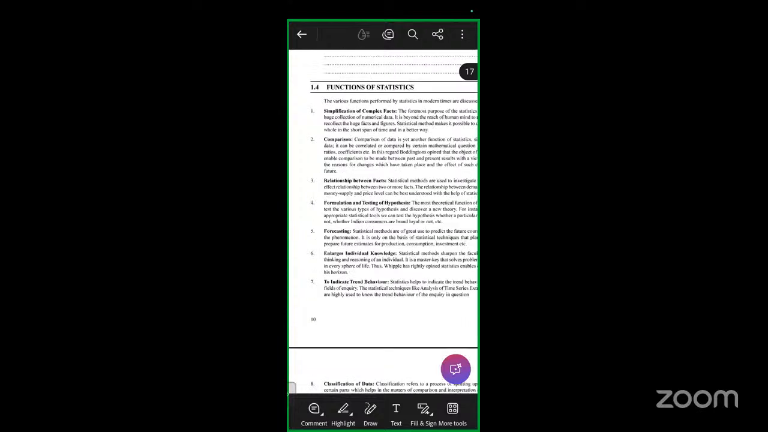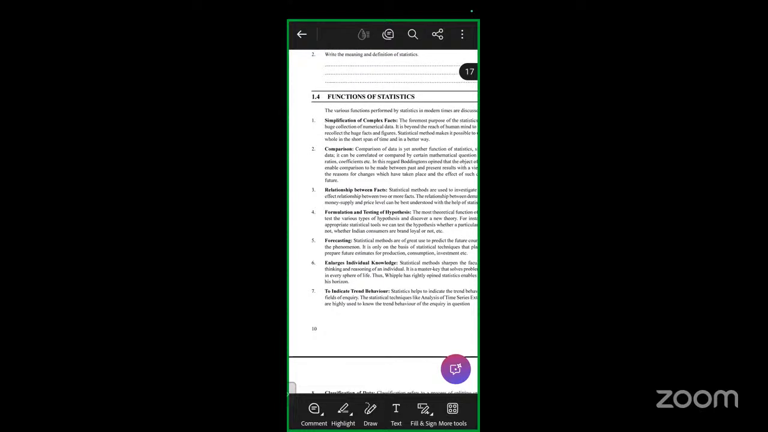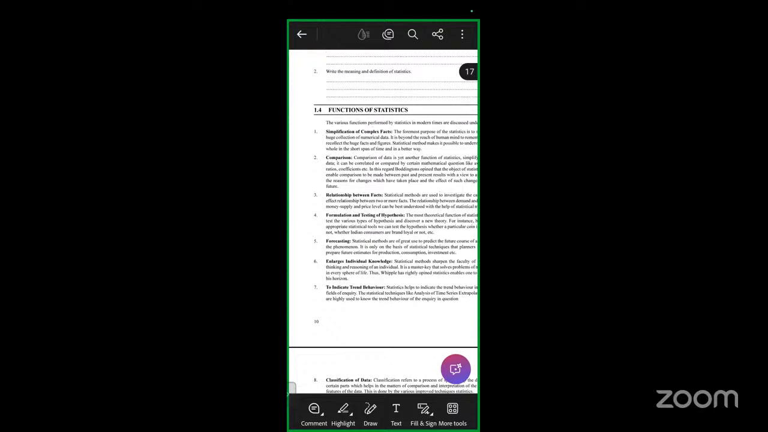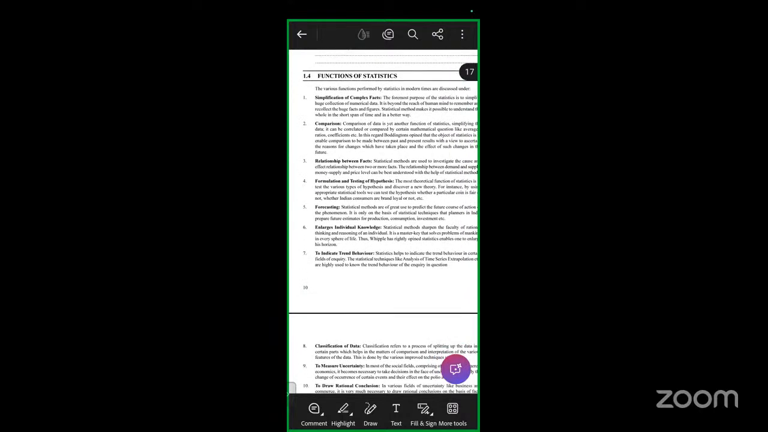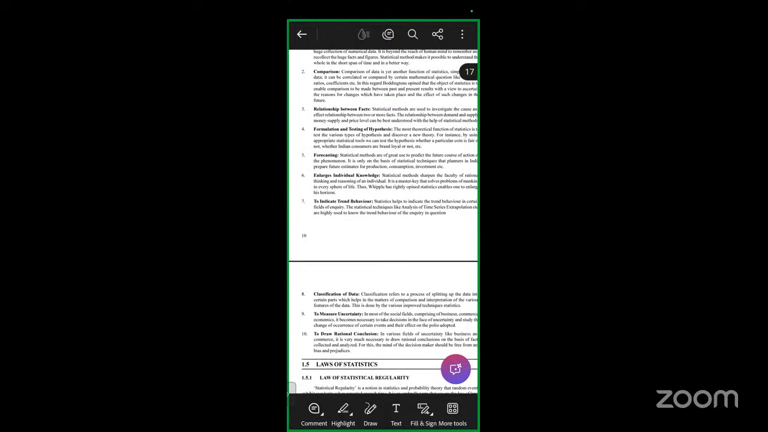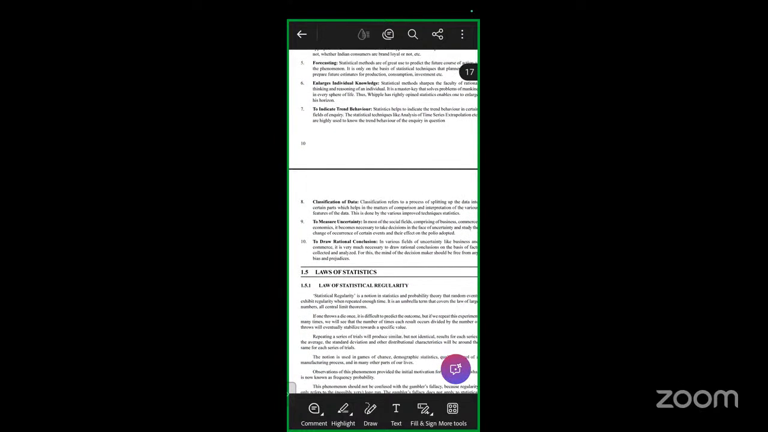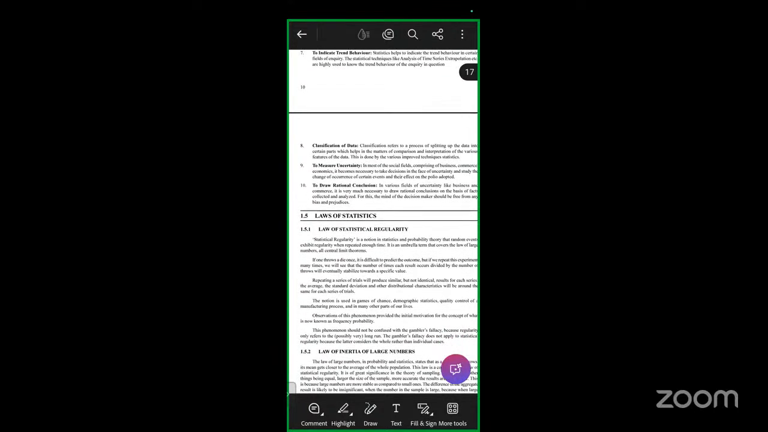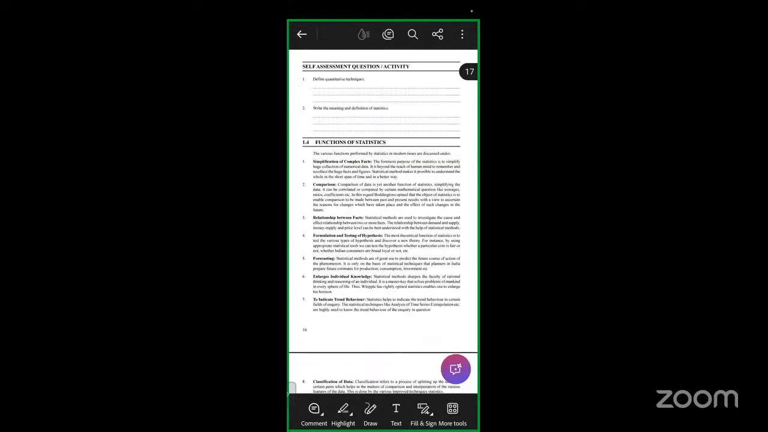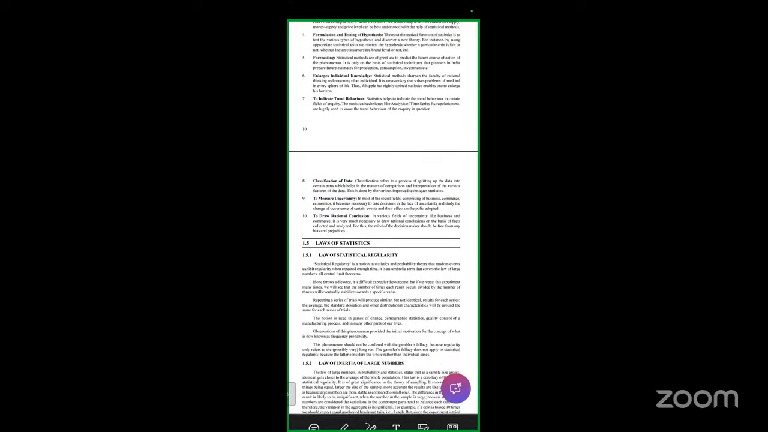Functions of statistics. The first is simplification of complex facts. Statistics may simplify all problems. Next, comparison and relationship between facts, formulating and testing of hypotheses, forecasting, enlarging individual knowledge, indicating trend behavior, classification of data, measuring uncertainty, and drawing relational conclusions. So these are the points related to the functions of statistics. You can go through this.